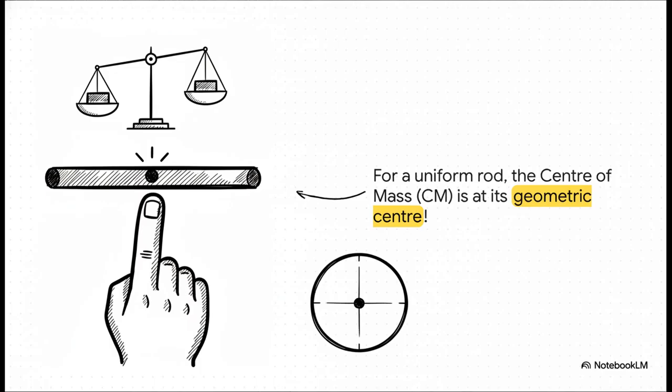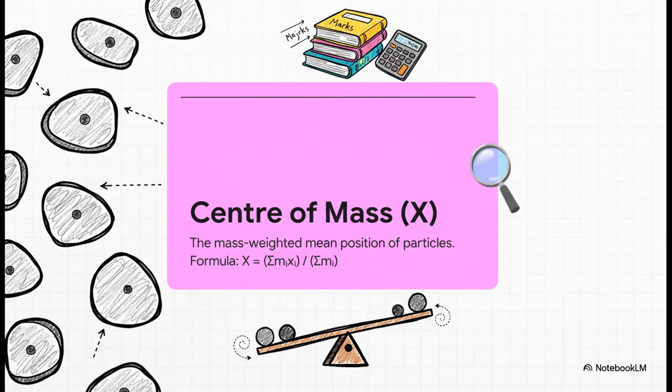Think about it. If you have something symmetric, like a uniform ruler or this rod, where would you try to balance it on your finger? Right in the middle, of course. That balancing point is its center of mass. So for symmetrical things, it's always at their geometric center. Easy peasy. But what about objects that aren't perfectly symmetric?